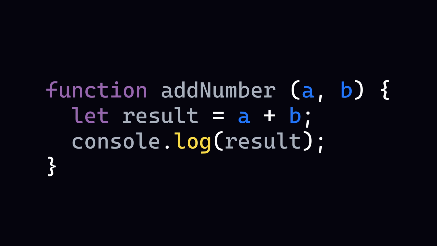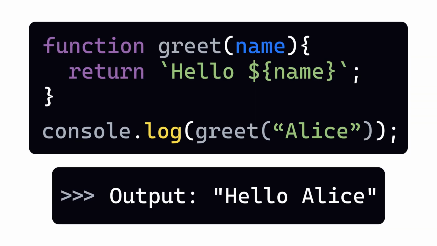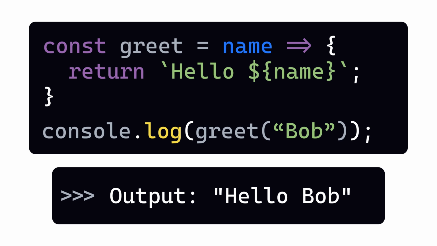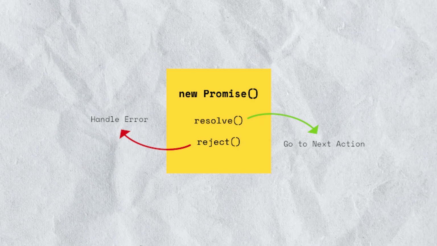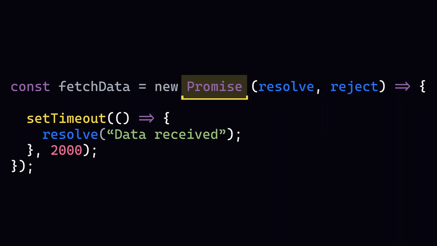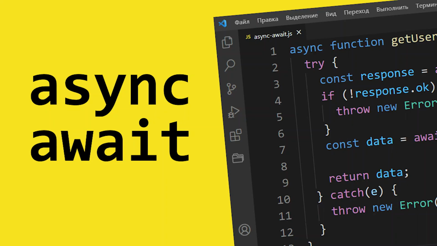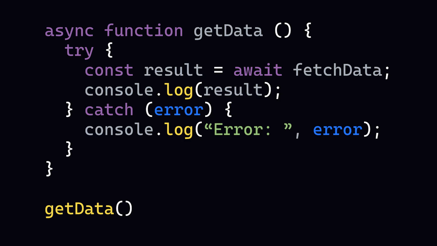Functions are reusable blocks of code. They can take parameters, inputs, and return values. Arrow functions are a more concise way of writing functions, perfect for simple operations. Promises are JavaScript's way of handling asynchronous operations, tasks that take time like fetching data from a server. Async/await makes working with promises easier, while try/catch helps manage potential errors.